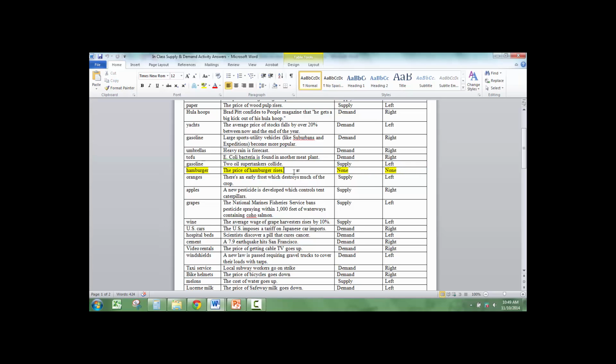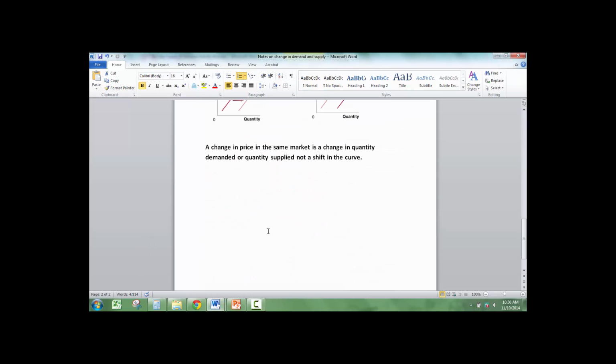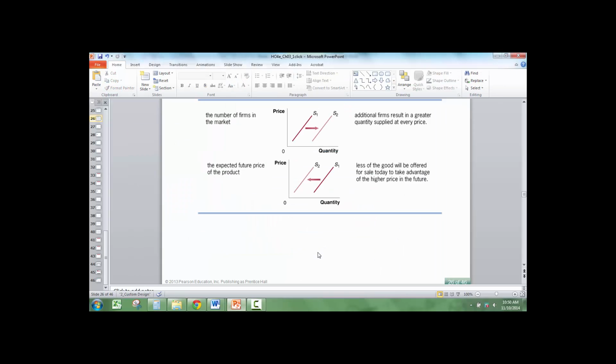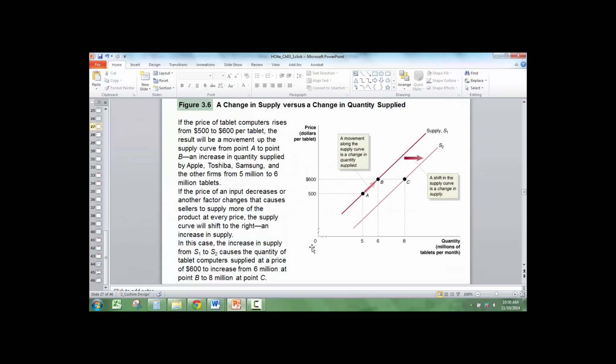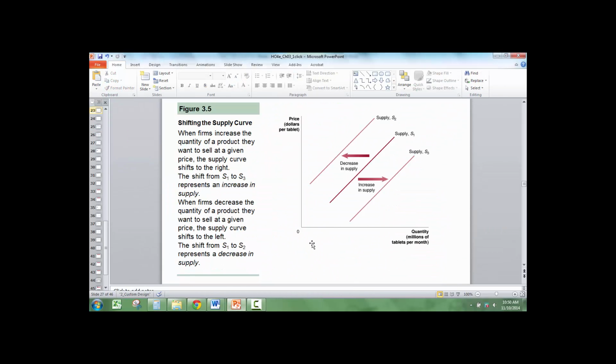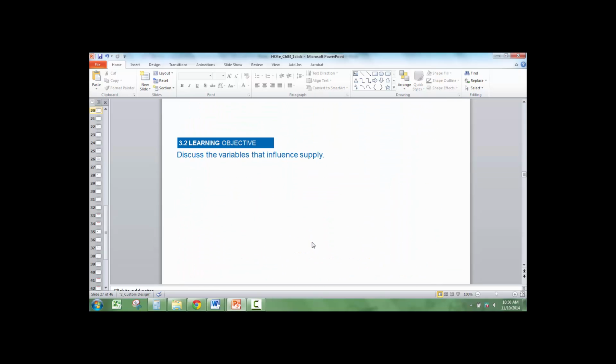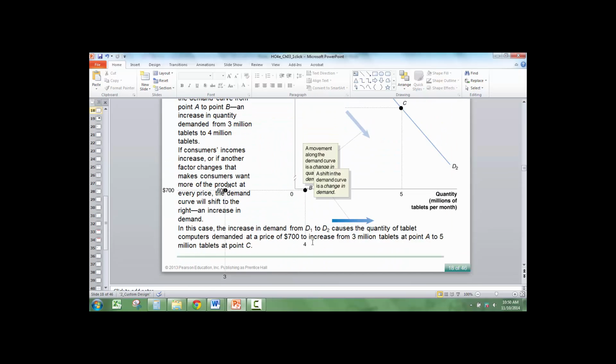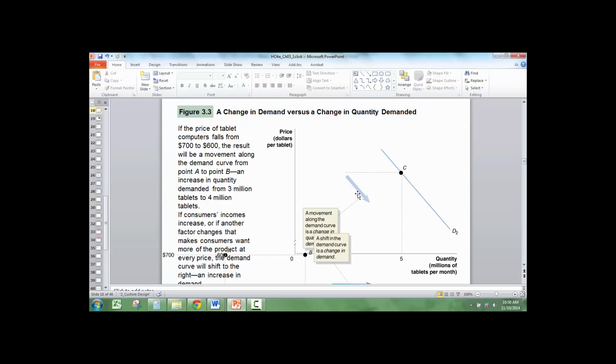If we are in the hamburger market and the price of hamburgers is on the rise, in the same marketplace, remember these notes that I made, a change in price in the same marketplace is a change in quantity, which is technically movement along the same curve. So I'm going to go back to the demand here. Scroll through my little notes. And basically, it's going to be movement along the same curve.